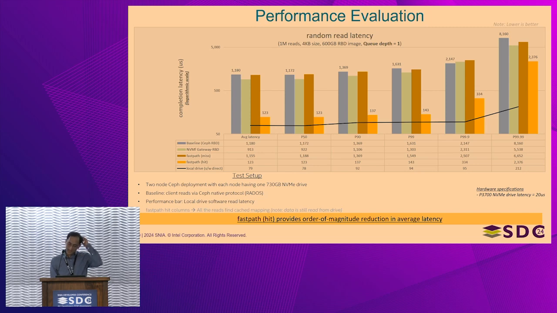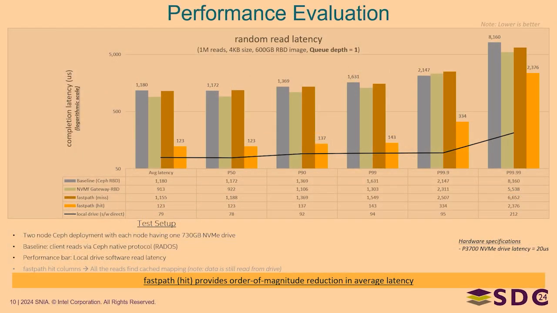The black line is actually showing how good one could get in software, right? So there we've done local drive. On the backend storage target, if you had FIO running right there and accessing the drive through software, what would the latency be?